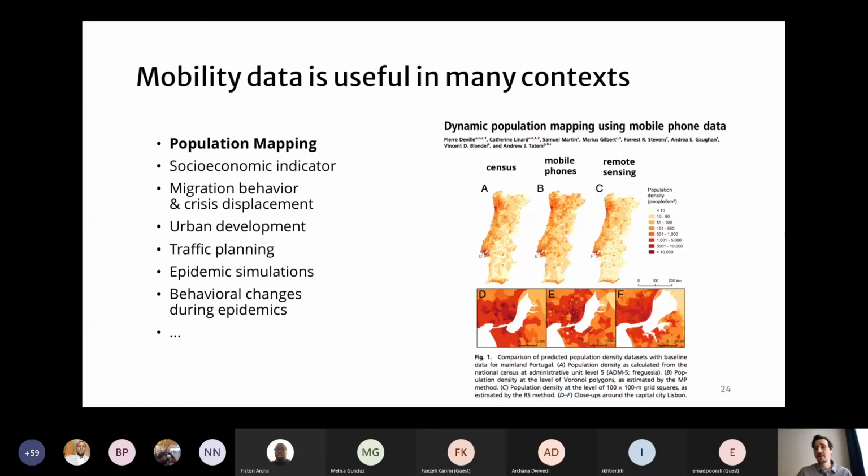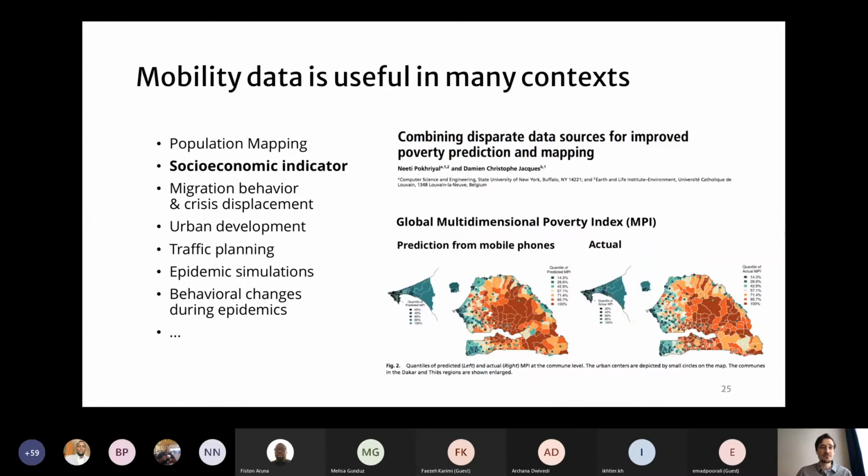And this approach is also comparable to remote sensing techniques that were used before based on geodata. In a similar fashion, you can use it to estimate socioeconomic indicators or demographic variables of a country. For example, here they showed that if you use mobility data and the mobile phone population, you can estimate socioeconomic indicators such as the global poverty index for Senegal, where they trained a model on mobile phone data, and it very accurately reproduces what is actually measured.